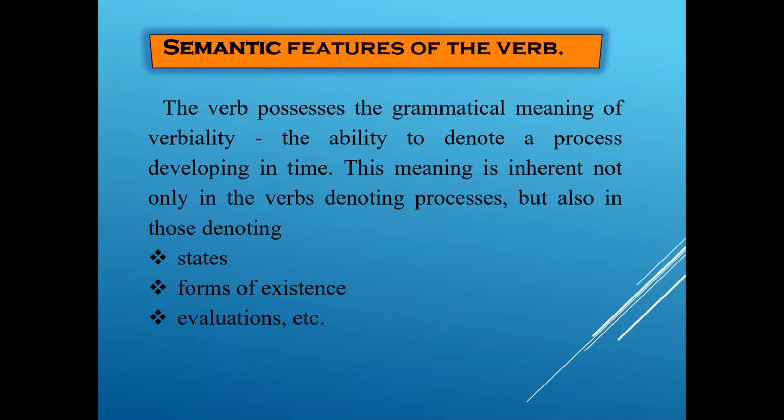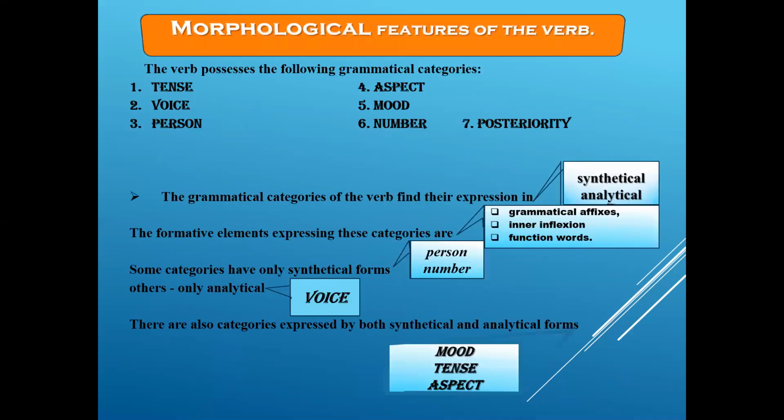Let us discuss the semantic features of the verb. The verb possesses the grammatical meaning of verbality, the ability to denote a process developing in time. This meaning is inherent not only in the verbs denoting processes, but also in those denoting states, forms of existence, evaluations, etc. Morphological features of the verb.